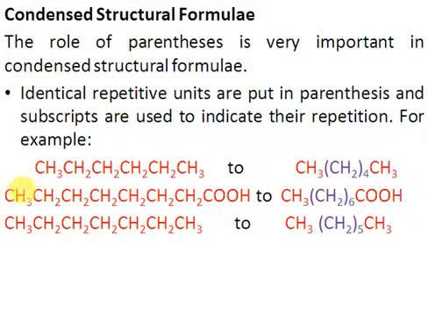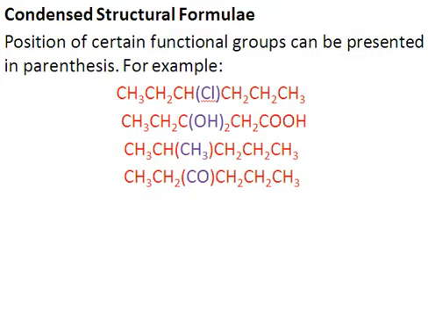This condensed formula has a lot of CH2. It has 6 CH2s inside here. In order to make it very easy to write, we can put the brackets here, put CH2 inside, and 6 here. So 6 indicates that CH2 is repeating 6 times. Here also we have CH2 repeating 5 times, right? The parenthesis is very important because it helps us write the condensed formula in an easier and quicker way. Also, the position of certain functional groups can be represented by parentheses.